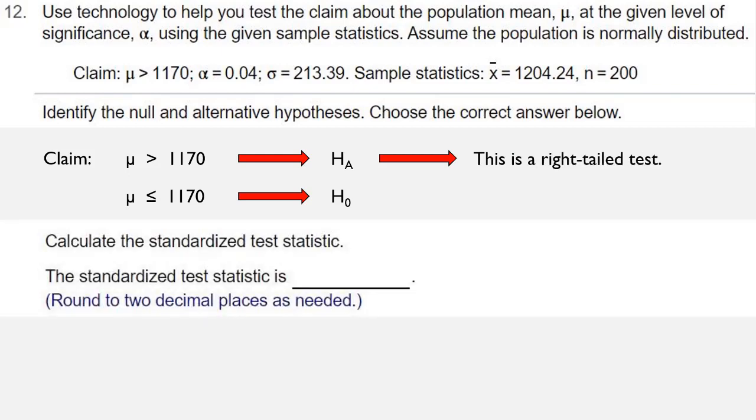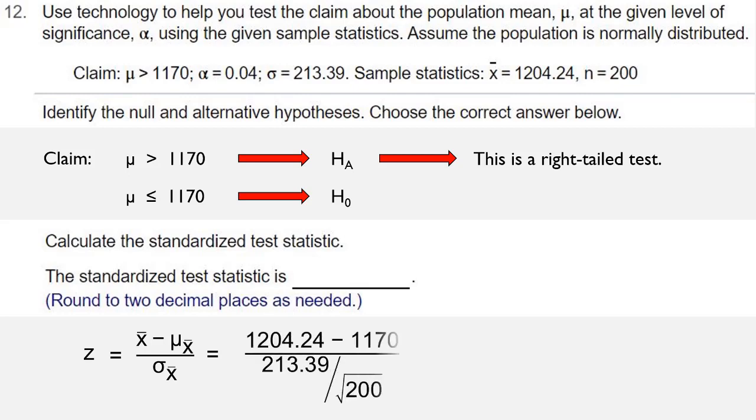Next, we want to calculate the standardized test statistic. To do that, we have to find Z. Z equals x bar minus mu of x bar over sigma of x bar. The x bar was given to us as 1204.24. The mu, we're using the 1170. Sigma is 213.39, and the n is 200. We use our calculator to find a z-score of 2.269210009. Rounded to 2 decimal places is 2.27. So that's our standardized test statistic.